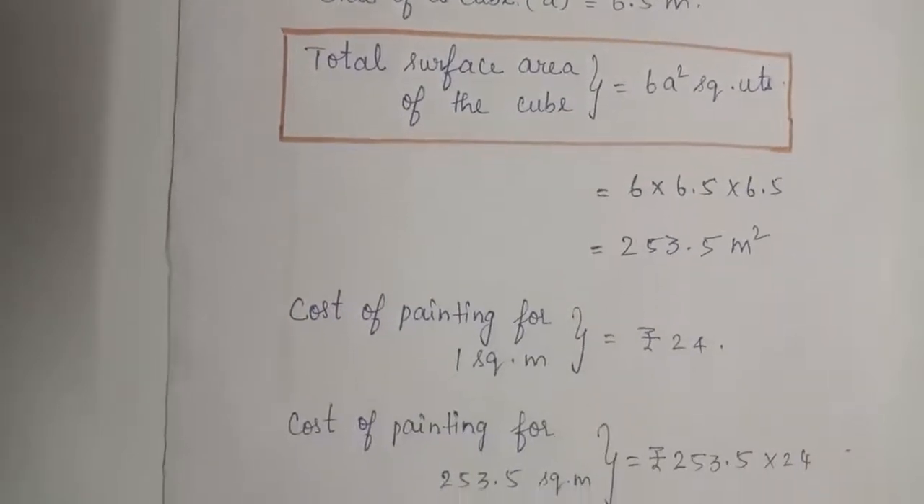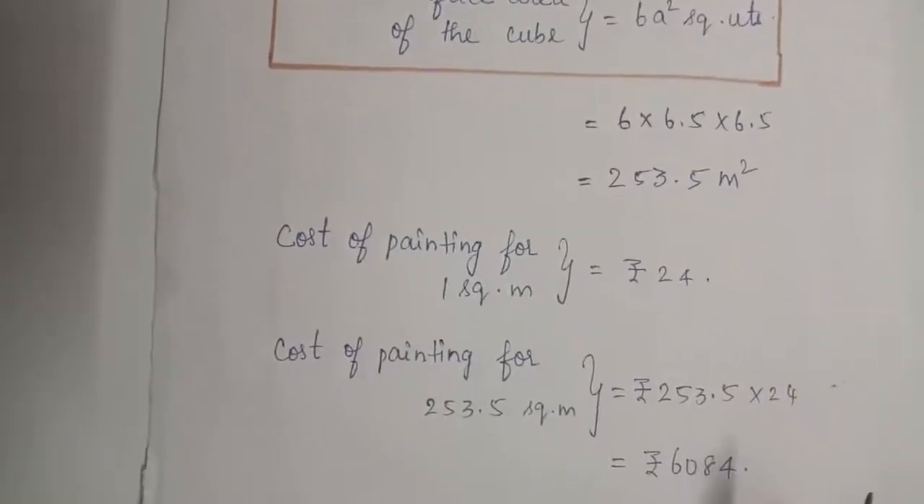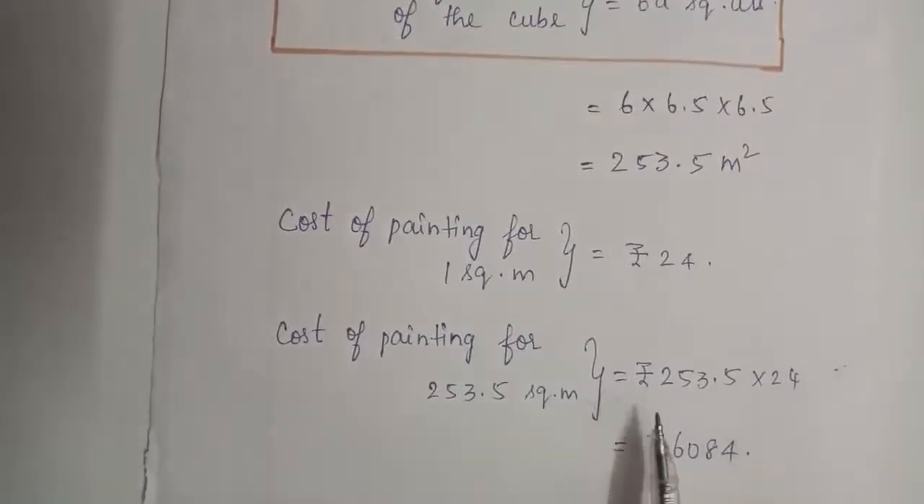So next, the cost of painting for 1 square meter is equal to ₹24. So the cost of painting for 253.5 square meter is equal to 253.5 into 24, which is nothing but ₹6084.